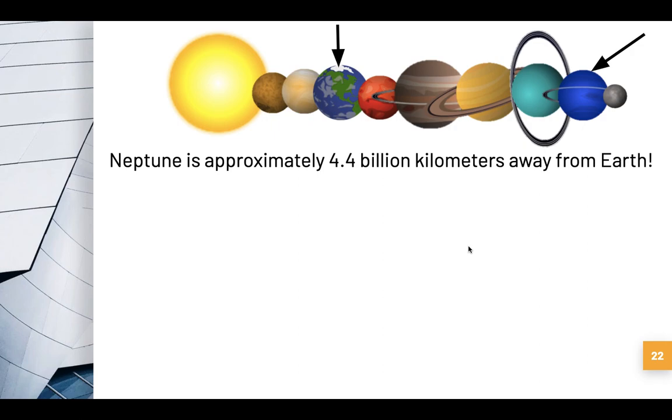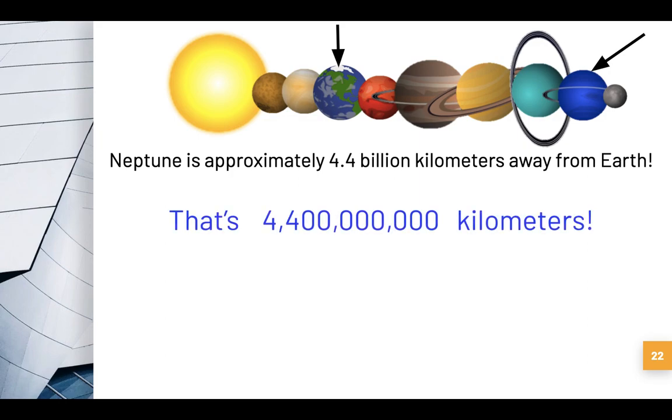Neptune is approximately 4.4 billion kilometers away from Earth. So in standard notation, it would look like this. 4.4 billion looks like this: 4 billion, 400 million. That's how we would say this number. So 4.4 billion. Let's put this in scientific notation.